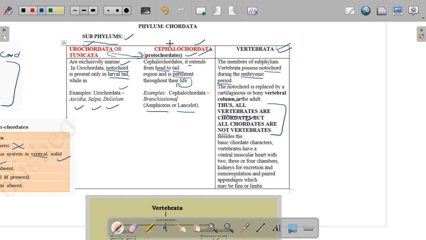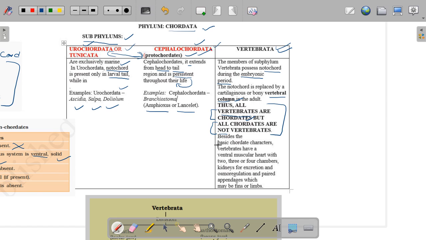The reason why they are not vertebrates is because these subphylums, urochordata and cephalochordata, even though they belong to chordates, lack the vertebral column. That you have to remember. That's why the last statement says that all chordates are not vertebrates, because they don't have a vertebral column. But in the first statement, all vertebrates can be under chordates because they have the characteristic feature of having a notochord. Okay, now let's continue the vertebrate characteristics.